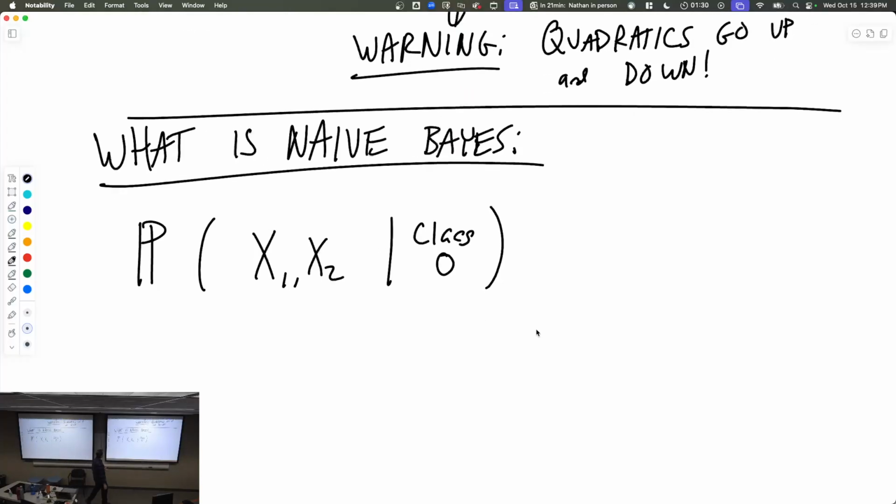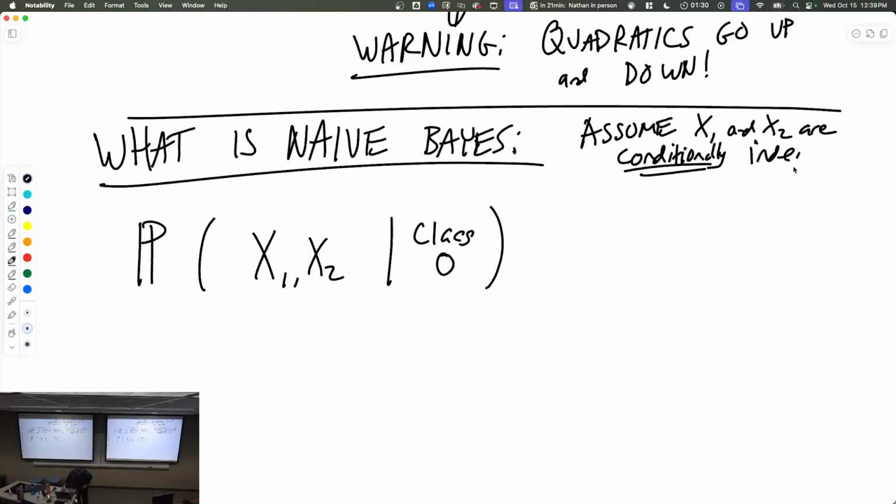And naive Bayes says, let's make an assumption. Let's assume that x1 and x2 are conditionally independent. So what is naive Bayes? It is the assumption that they're conditionally independent. In other words, x1 and x2 might be correlated, but the only reason they're correlated is depending on the class. If you know the class, within the class they are independent.